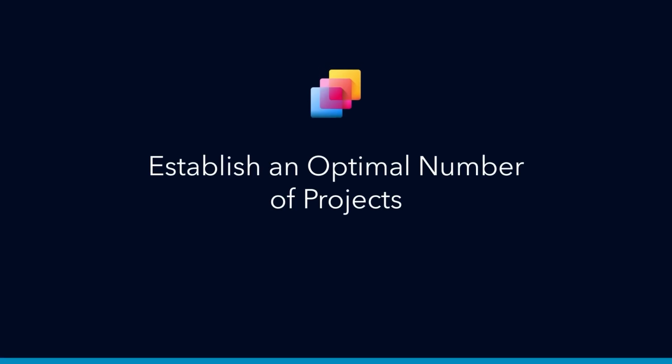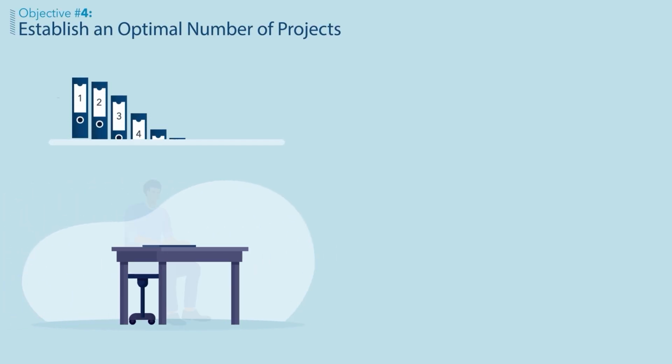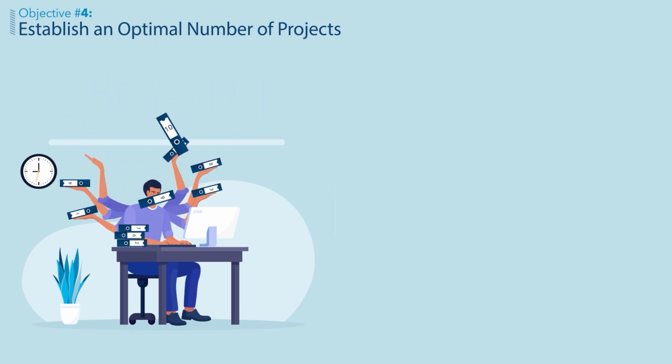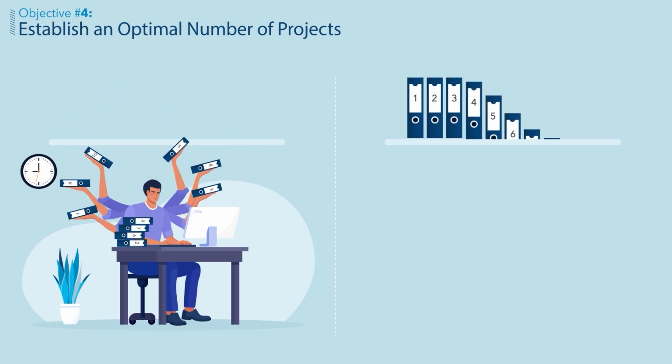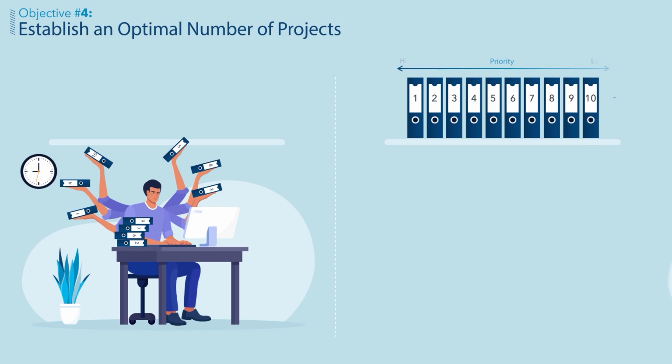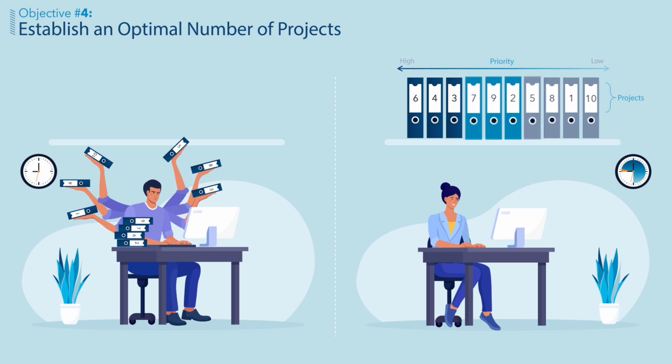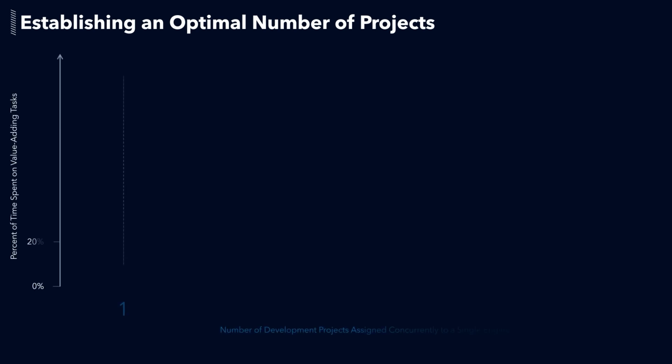Now let's discuss how to establish an optimal number of projects. Finally, the fourth objective is managing project activation so that an optimal number of projects are undertaken simultaneously. This helps to ensure prioritized projects are done first and reduces the overwhelming feeling one might have when too many projects are conducted simultaneously. This graph depicts the establishment of an optimal number of projects.